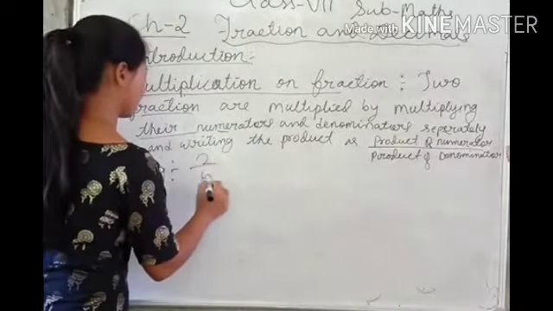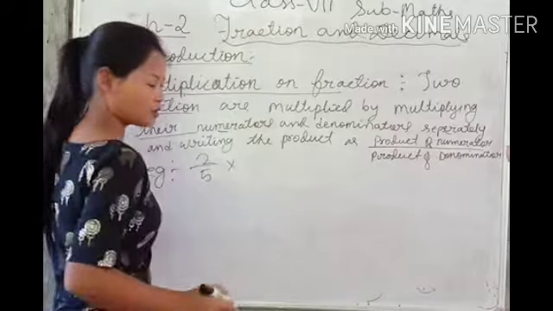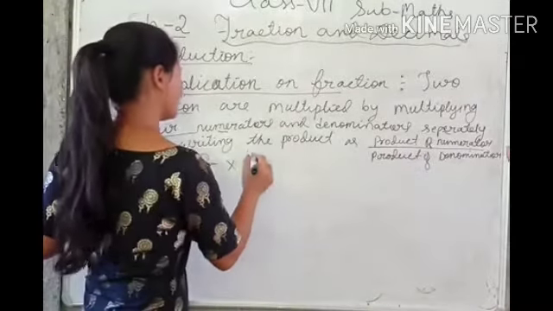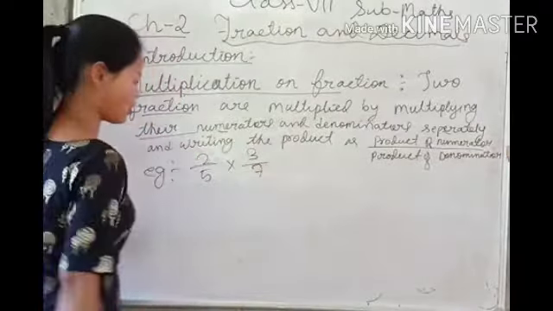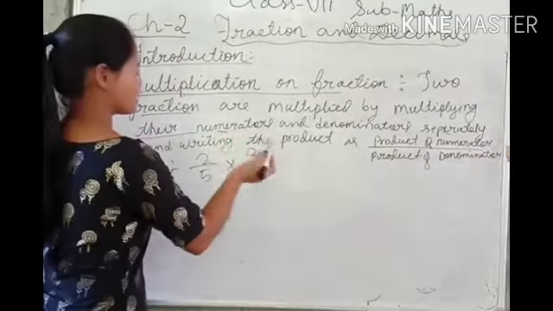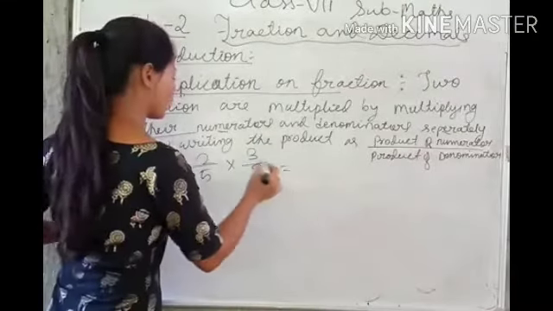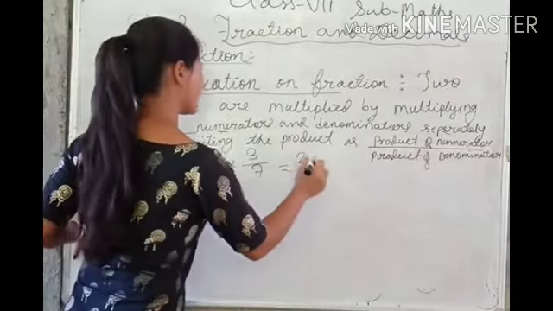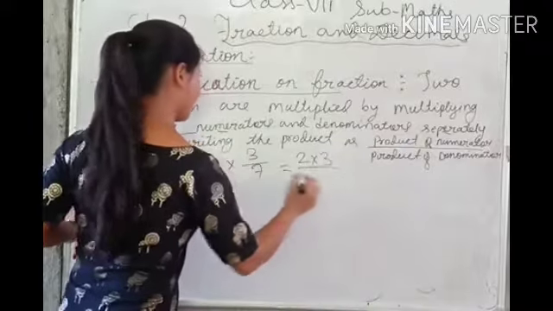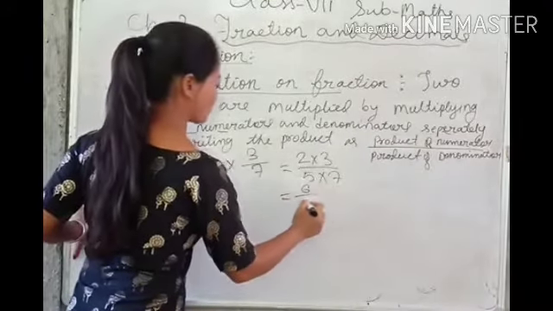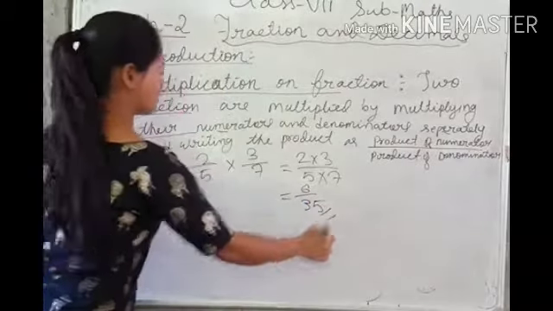Suppose 2 upon 5 multiplied with 3 upon 7. What are we learning? Multiplication, isn't it? So how will you multiply these two fractions? You will multiply numerator and denominator separately. First you multiply only the numerators, that is 2 into 3, then upon 5 into 7. So how much will you get? 6 upon 35. So this is your answer.